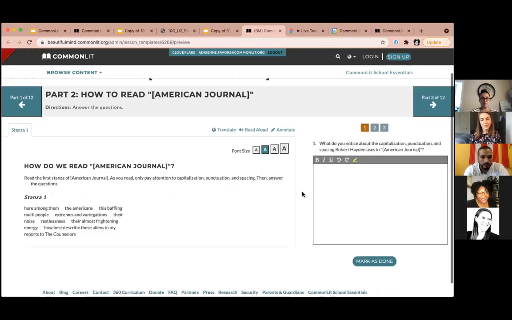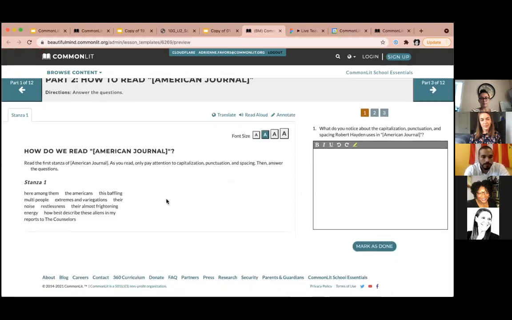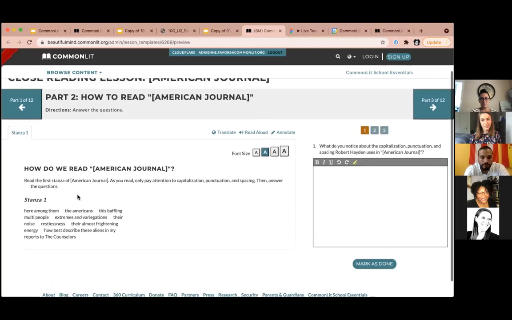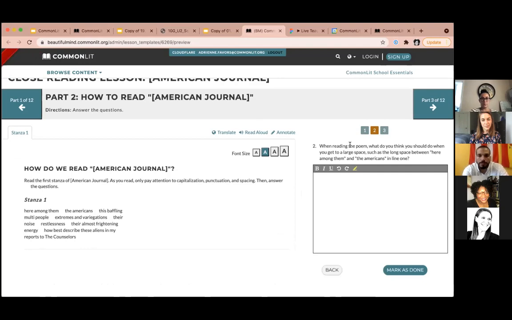Then as we look at this poem itself, it's a little bit complex. It's written weird. It's got these spaces. They're not really using complete sentences. So one of the great aspects of our platform, it allows us to zoom in to language in certain ways. So like, let's zoom into the stanza and let's just look at this one stanza and let's ask some questions about it. When reading the poem, what do you think you should do when you get to a large space? So just looking at getting familiar with the poem.